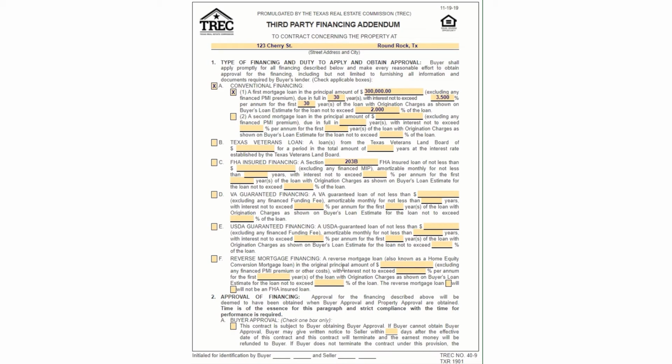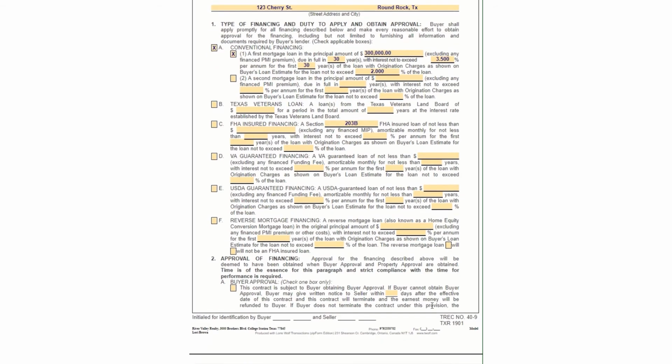And then reverse mortgage financing. This is usually for seniors 62 and over. And it's another video topic that possibly we'll get into later. If you've got a senior buyer and they need to tap into home equity, have them check out the reverse mortgage financing. And then 2, approval of financing.